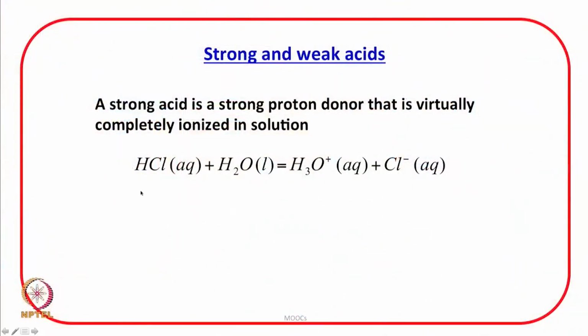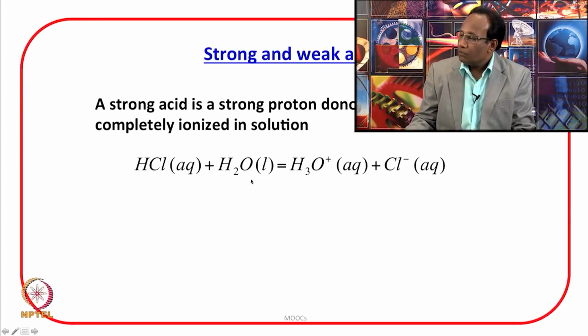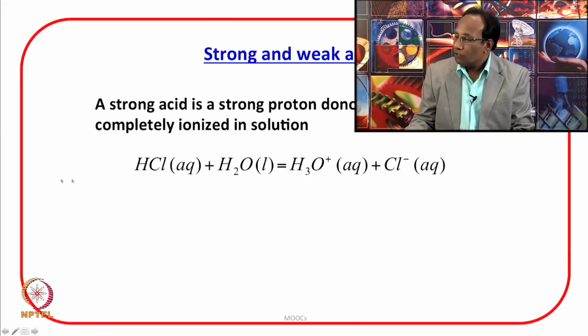For example, if we take HCl, HCl in water easily donates a proton to water, forming hydronium ion plus chloride ion. And in such a reaction, we say that HCl is virtually completely ionized in solution in the form of hydronium ion and chloride ion. So, therefore, we call HCl a strong acid.